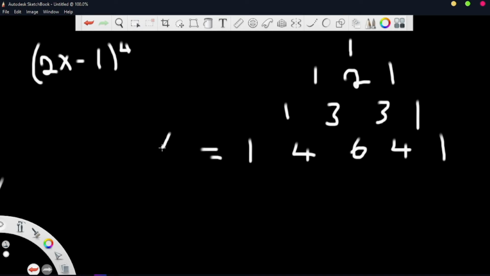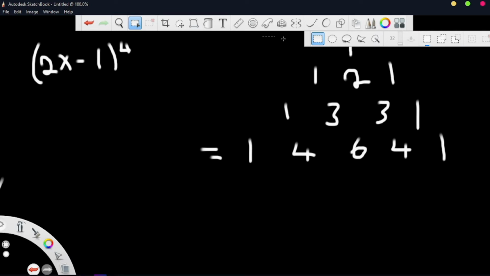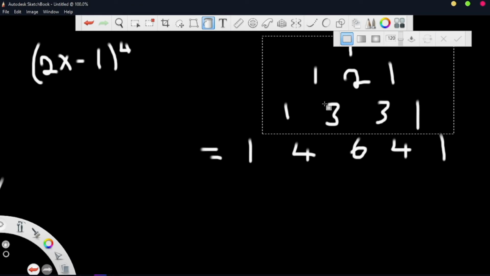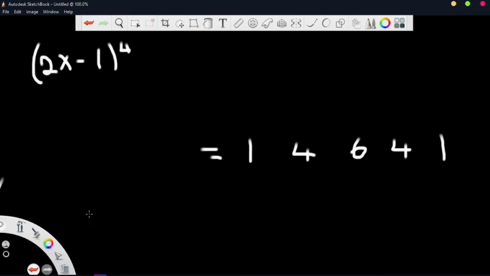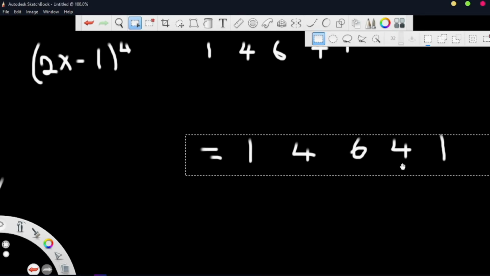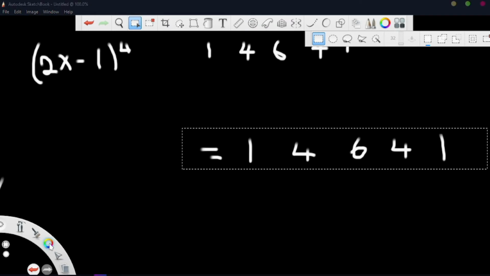So then this is your fourth power. So you're simply going to use the coefficients of your fourth power. So I can simply cut this out, and then I'm just going to write my coefficients for the fourth power, which I'm going to use in my expansion, which is 1, 4, 6, 4, 1. Now that I've done that, I can go ahead and start my expansion.